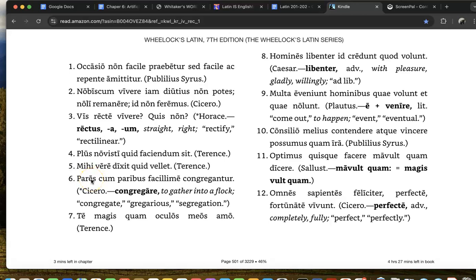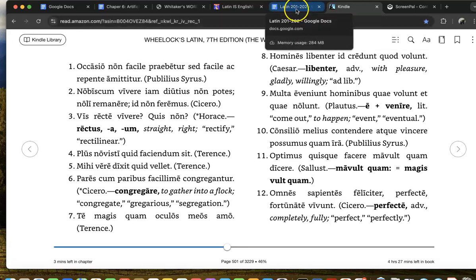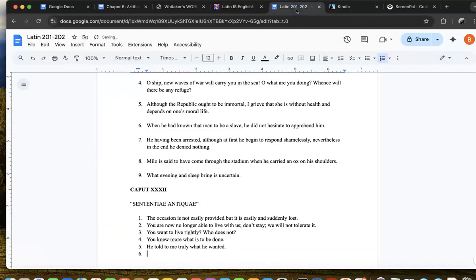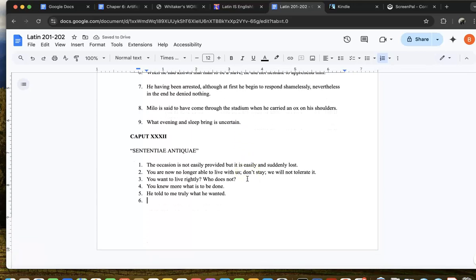So equals with equals literally are gathered. This is where we get the word congregation. So you could even say are congregated together quite easily. So I'm going to go ahead and write that down, and then I'll explain it a little bit further. So two birds of a feather flock together is sort of the sense here.